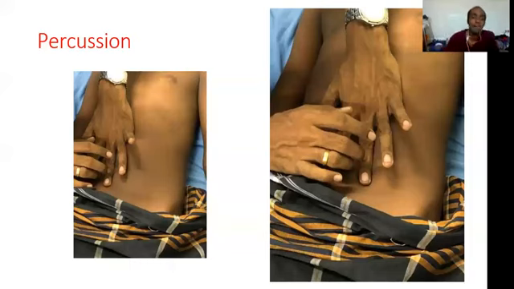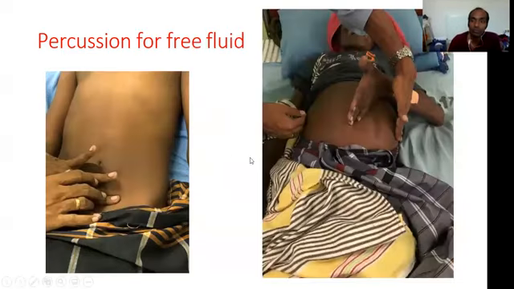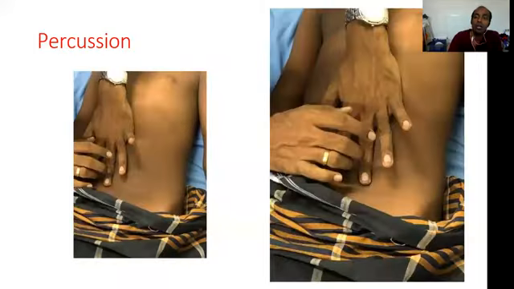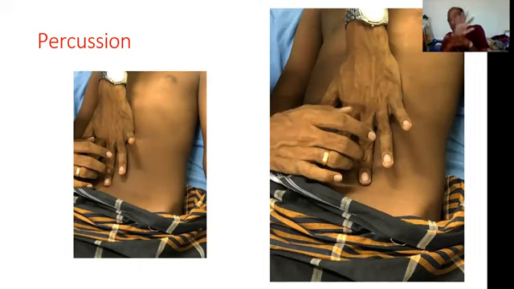So if you find flank dullness, you can also look for shifting dullness. Turn the patient onto a side, wait for a few seconds, and then repercuss the dull area. If there is fluid, it will move out, and that area will now be resonant. That is called shifting dullness.